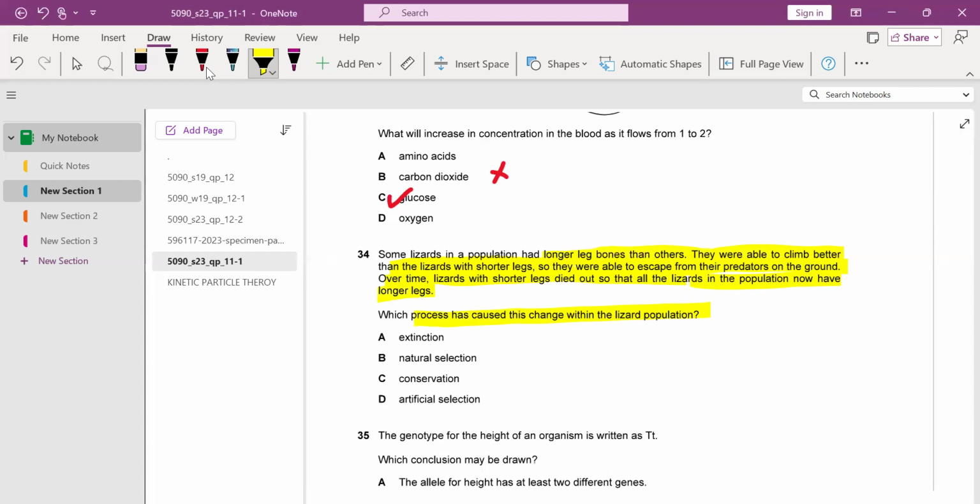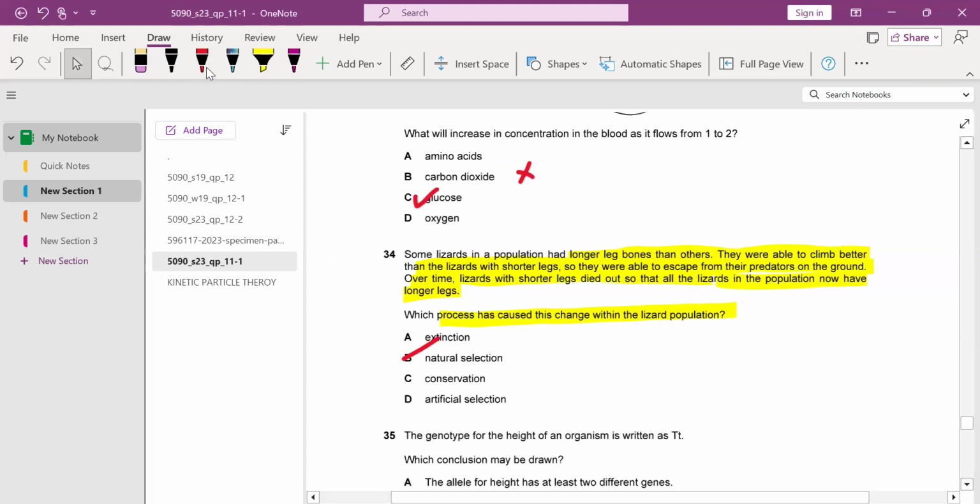So the process that has caused the change in the lizard population is natural selection. The lizards with the longer legs lived more as compared to the lizards with shorter legs. So due to this, the lizards with shorter legs couldn't survive and they died out. And now the population has the lizards with longer legs.